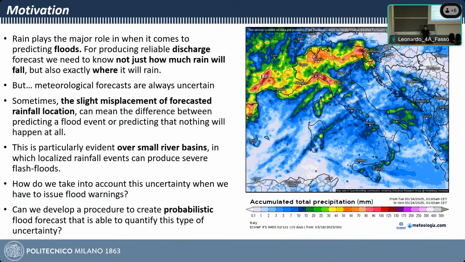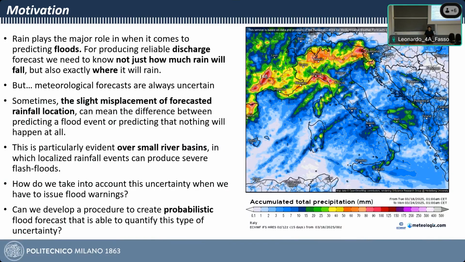So, motivation of the study. As we know, rain is the meteorological factor that plays the major role in producing floods. But, of course, to make accurate discharge forecasts, we need to know not just how much rain will fall over our basin, but also possibly exactly where it will rain.